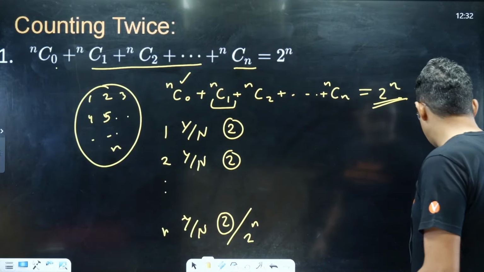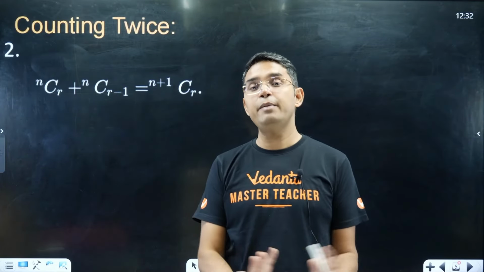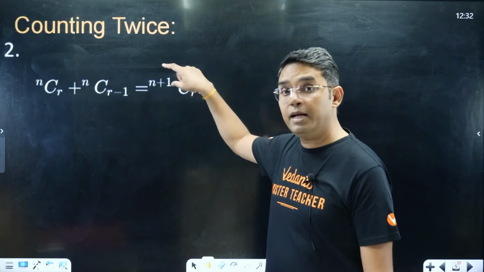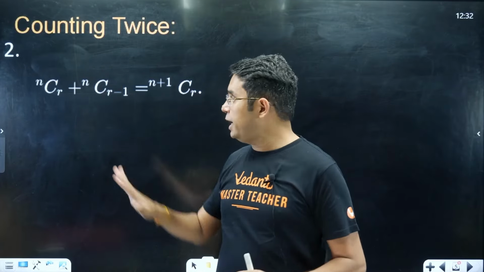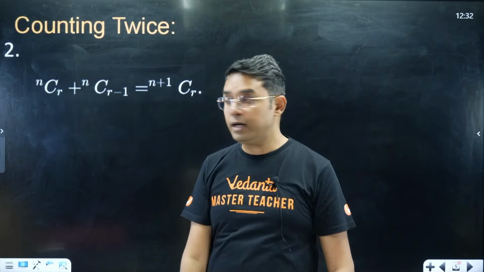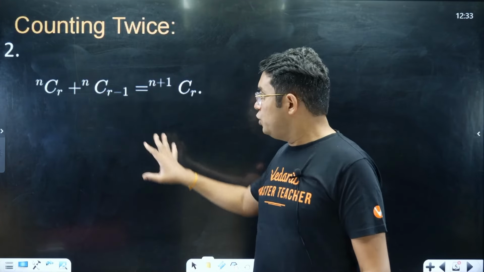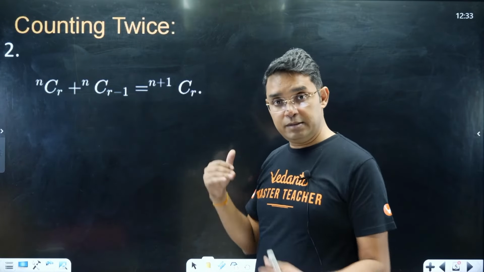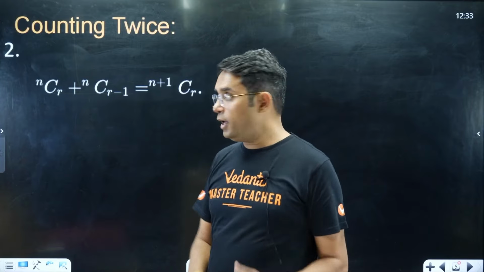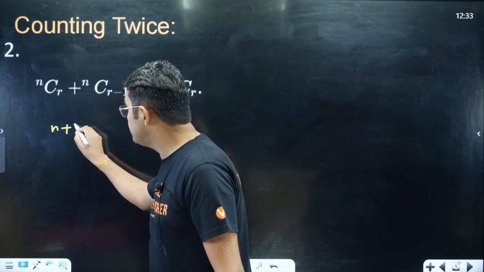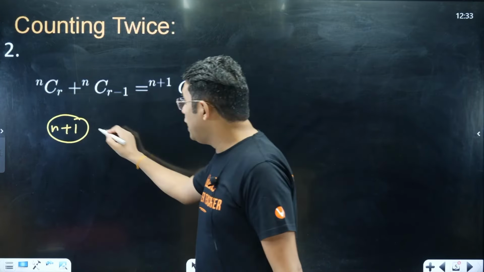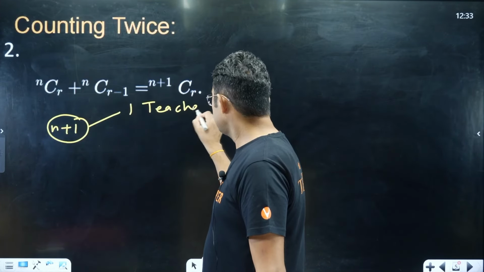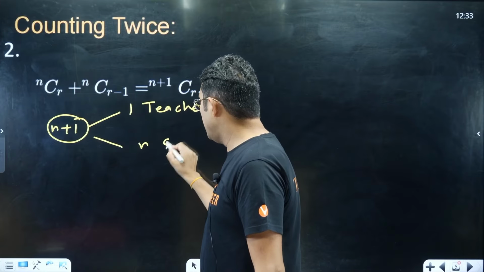Okay, my next example here is this identity. This is a very important identity. You must be using it in PnC binomial questions. If not, then please do remember it. Now today I will be telling you one very easy one-liner proof of it using counting twice. You don't have to struggle to remember this result anymore after this session. So what I'm going to do here, I will assume there are n plus 1 persons, out of which there is one teacher, let's say, and remaining n are the students.